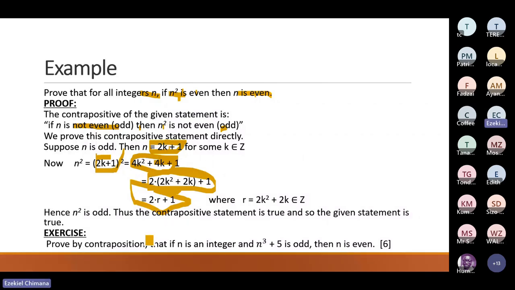If there are no questions, go and do this exercise: prove by contraposition that if n is an integer and n cubed plus 5 is odd, then n is even. Which means you are going to say if n is odd, then n cubed plus 5 is even, and then you prove that. If it is true, then the original statement is true. So go and do this exercise. I just give you this example so that you'll be able to do such kind of questions.